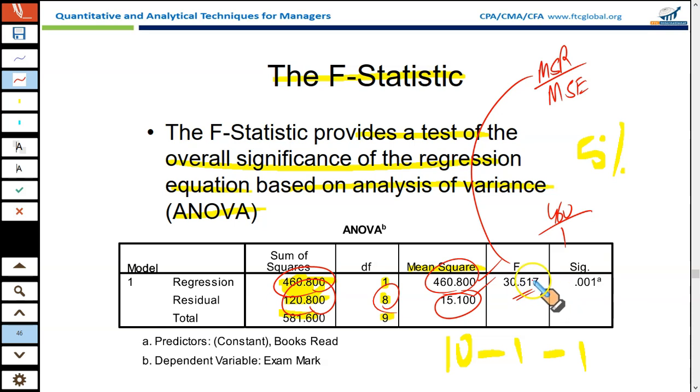So this is a significant value. An F value of 30.517 in a regression model suggests a strong relationship between the independent variable, that's the number of books read, and the dependent variable, that is your exam score. So such a high value of F is likely to correspond to a very low p-value, well below the significance threshold. So confirming that the regression model is statistically significant and that the independent variable, number of books read, has a meaningful impact on the dependent variable.